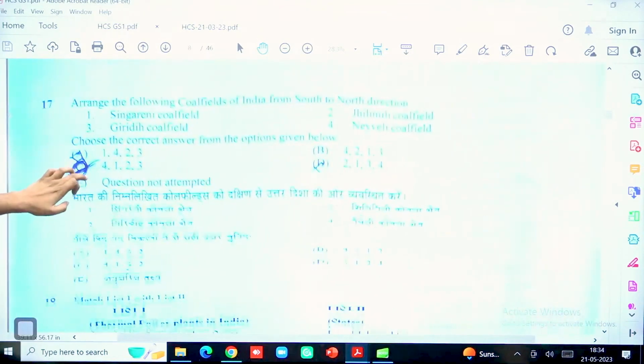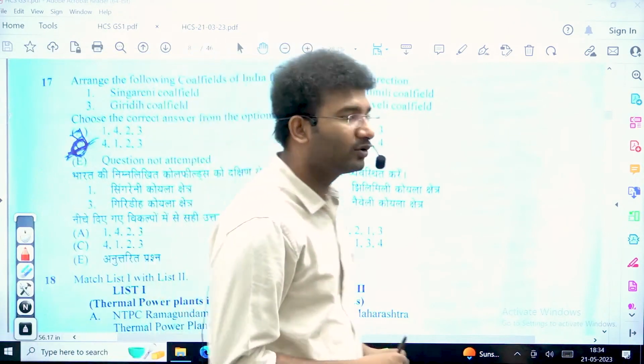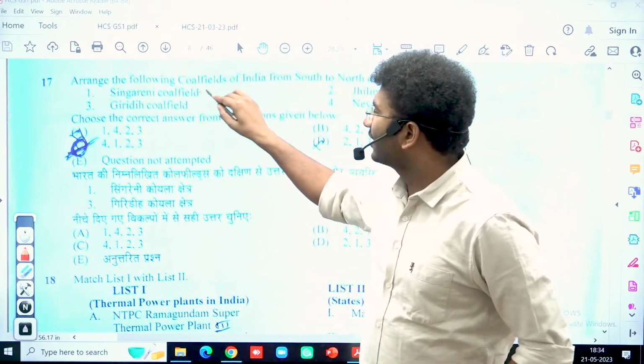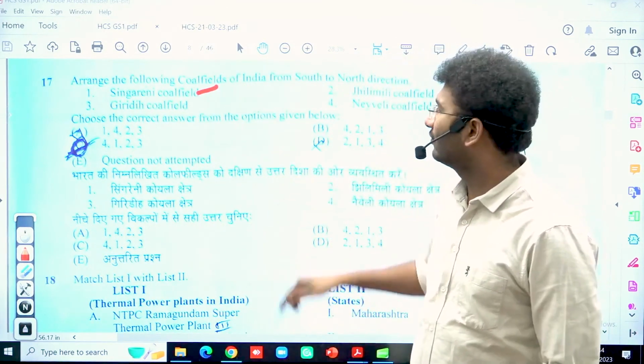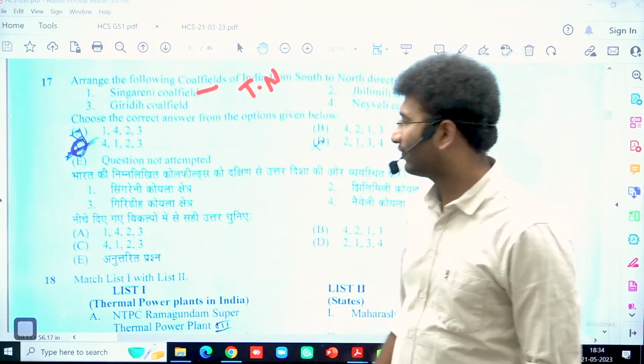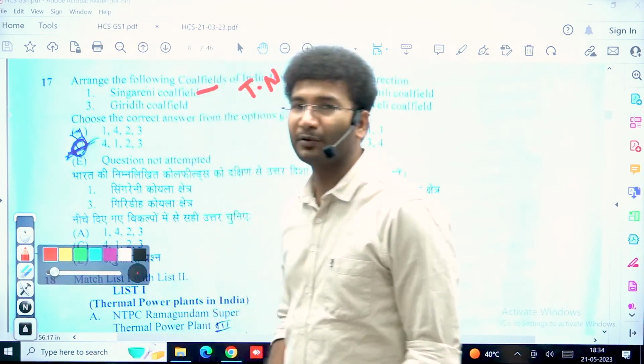Next question: arrange the following coal fields in India from south to north. Again, a mapping based question. Look at the Singareni coal fields. Where do you find the Singareni coal fields? It is in Telangana, right? The district of Karimnagar, where the former Prime Minister P.V. Narasimha Rao is from.